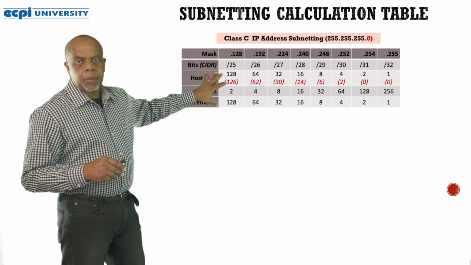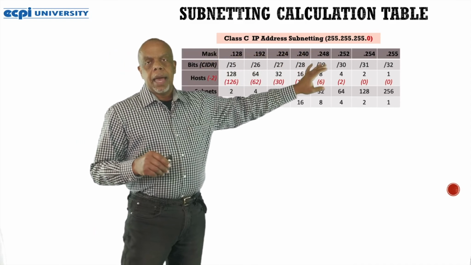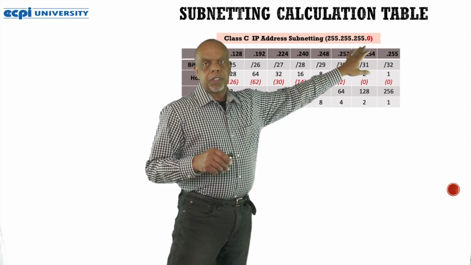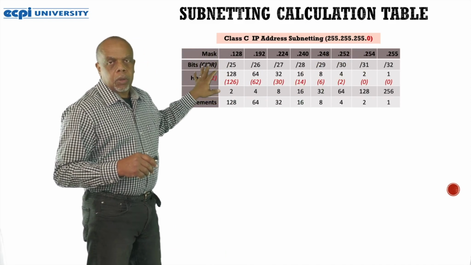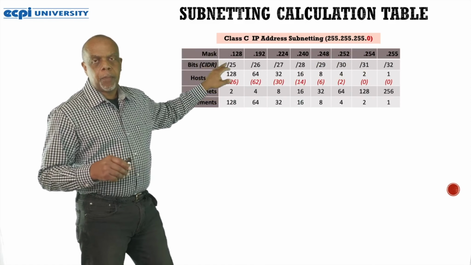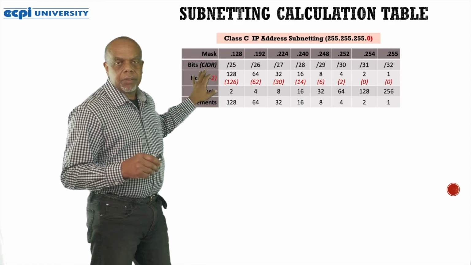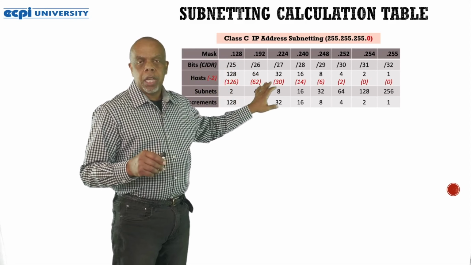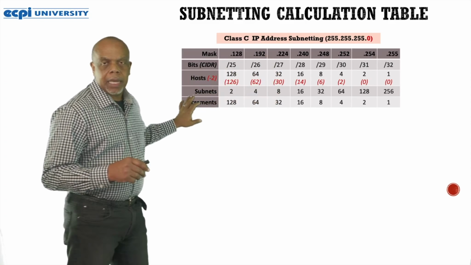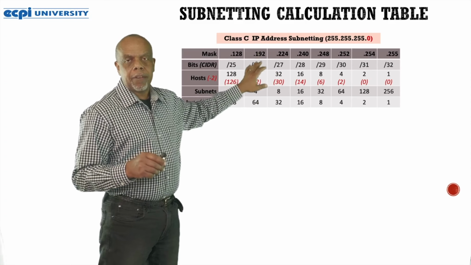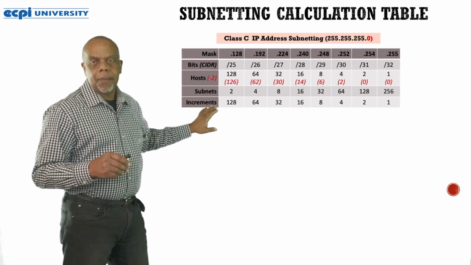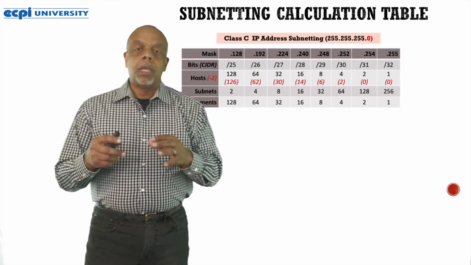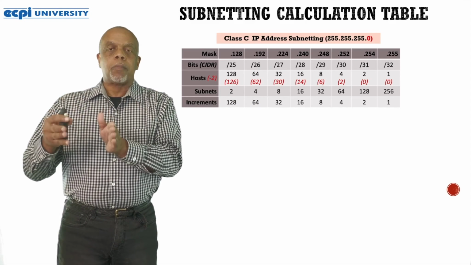Okay, now this table right here is for a Class C IP address subnetting, 255.255.255.0. So what this table gives us first is the mask. And then it gives us the CIDR. Then it's going to give us the number of hosts you can have based on that mask, the number of subnets you can have based on the mask, and how many times it increments, just like in our analogy with the bingo hall, the increment or the count.